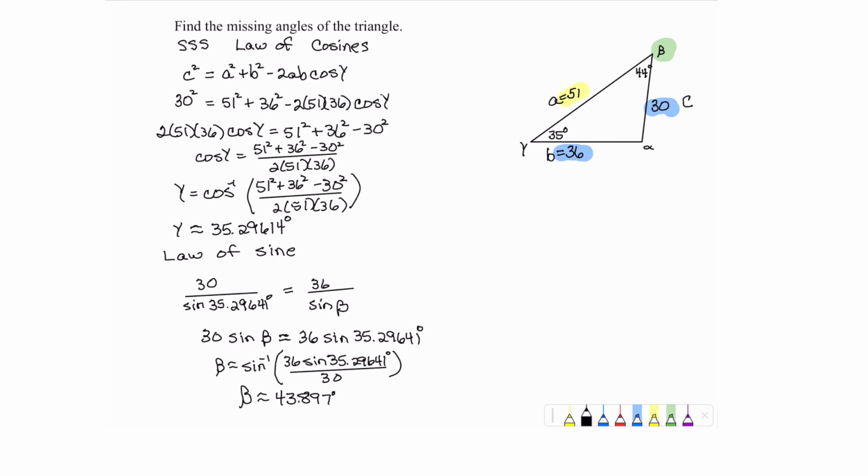And then alpha can be found because we know that the three angles of a triangle add up to 180 degrees. So my alpha is equal to 180 degrees minus the 35 degrees minus the 44 degrees, and I get alpha is approximately equal to 101 degrees. And that's how you can find the three angles of a triangle when you know the three sides.